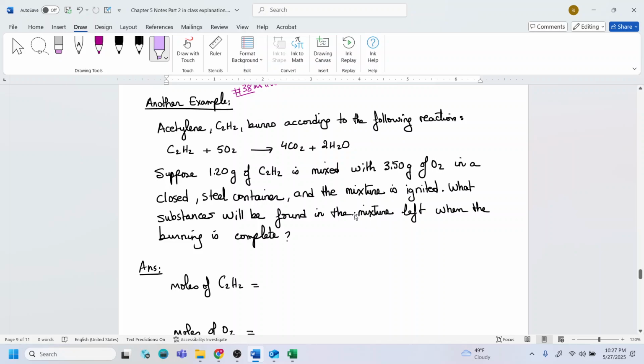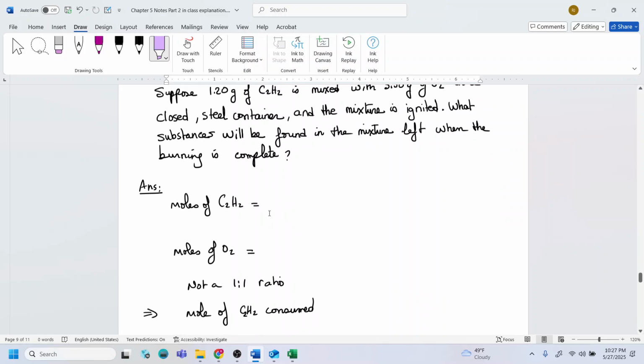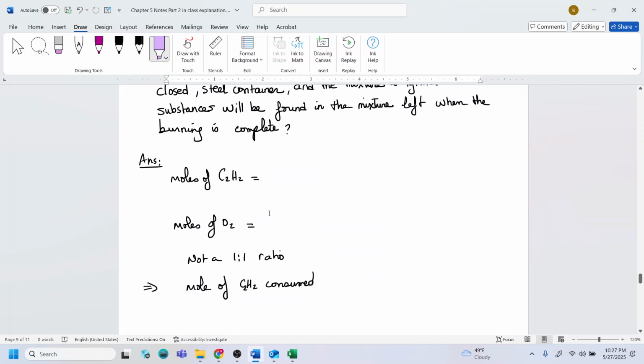So they are asking me here, which one of these reactants is in excess? So I need to find the limiting reagent and I need to find the excess. So we're going to do exactly the same thing. Find the moles of the C2H2. That is going to be 1.20 grams. It's the mass. Okay, and I'm going to go ahead and divide this by the molecular weight.